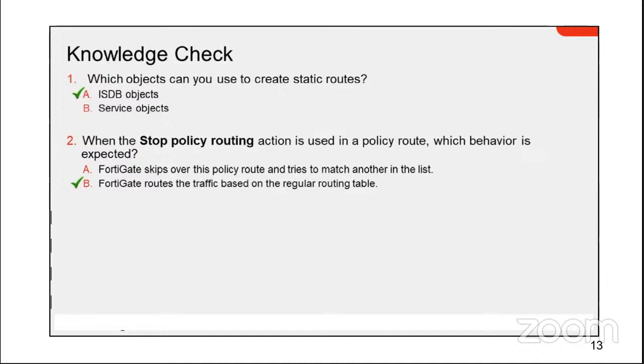All right. Question number 1, which object can you use to create static routes? ISDB. ISDB is the Internet Service Database objects that we saw with the name of Internet Service. That is what is called the ISDB objects.